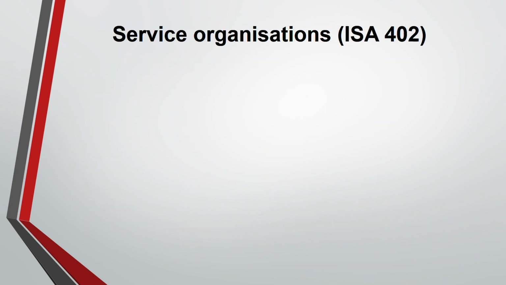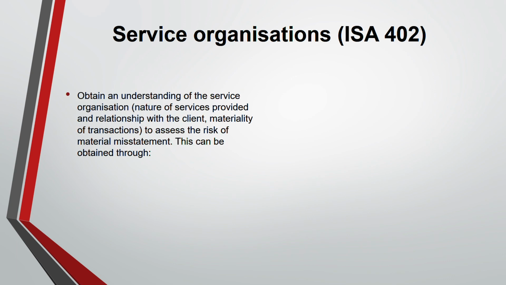Next, service organizations. When the entity is taking the help of service organizations, auditors need to obtain an understanding of the service organization also. For example, what is the nature of the service that is provided? What is the relationship with the client? What is the materiality of the transactions? Is it very material, the transactions with the service organizations? The auditor needs to check this, because this could be a source of a risk of material misstatement. Materially, it could be misstated.